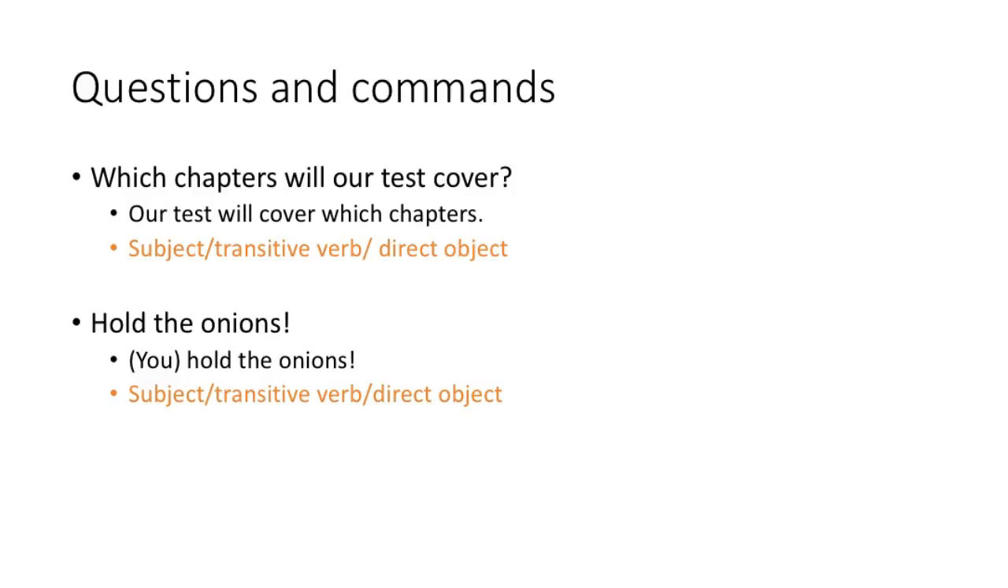All right. Sometimes in a command, we have that same problem where there is the you understood as your subject. So hold the onions is your command, but you understand that we're talking to you, so you is actually the subject. And then the transitive verb is hold, and the direct object is the onions.